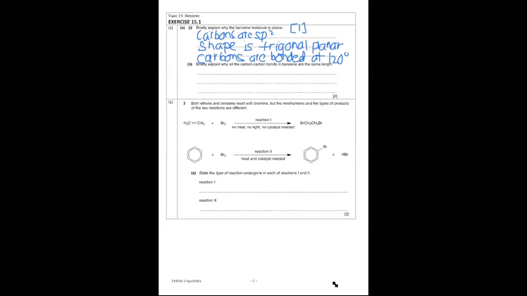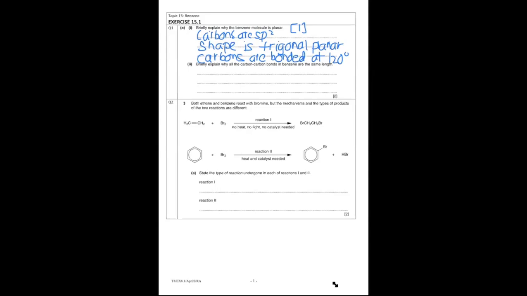Briefly explain why all the carbon-carbon bonds in benzene are the same length. Now, Kekulé's structure said that benzene contains alternating single and double bonds.